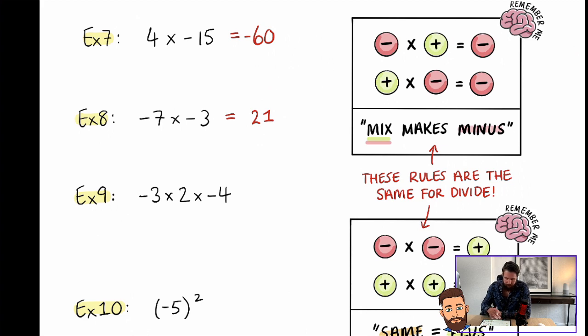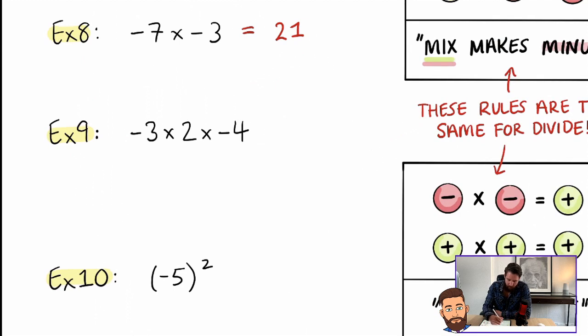Example 9. So here we have got minus 3 multiplied by 2 multiplied by minus 4. Now, if you have more than one thing being multiplied together, you can just do them from left to right. You can do them in any order. It makes no difference because we say that multiplication is commutative, which means 2 times 3 is 6 and 3 times 2 is also 6. So whichever way you do them, you'll get the same answer. How do you tackle it?